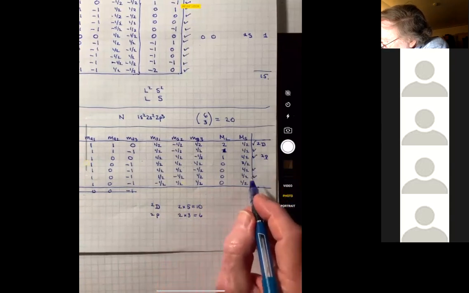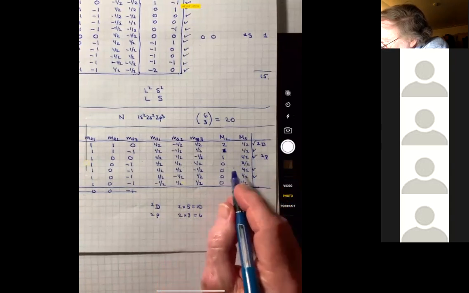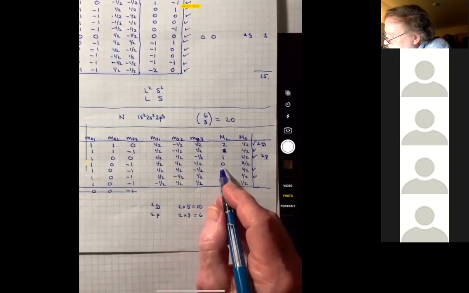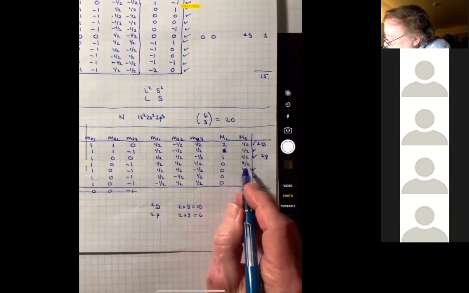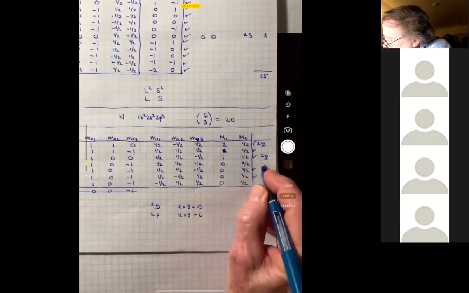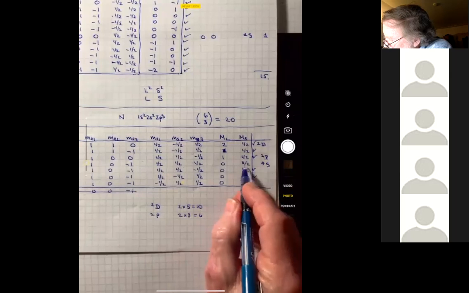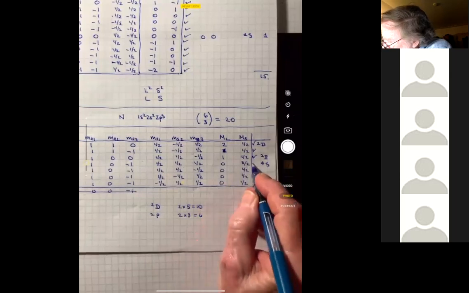Looking now at what's left, I've got the 3/2. This is now the maximum value of m sub L, and within that value, here's the maximum value of m sub S. So it's 3/2. This is what you call a quartet S. Quartet means spin equals 3/2. So let me check that.